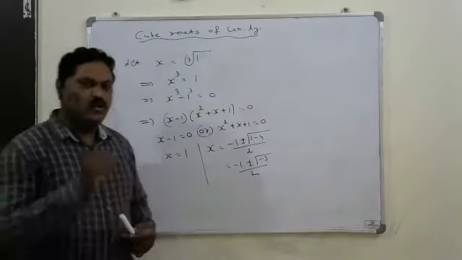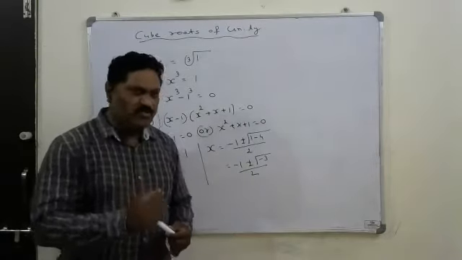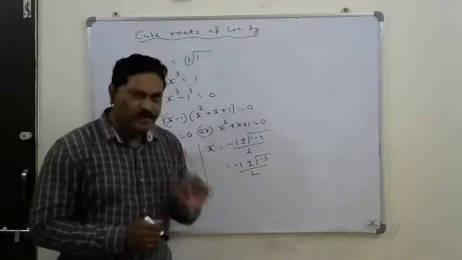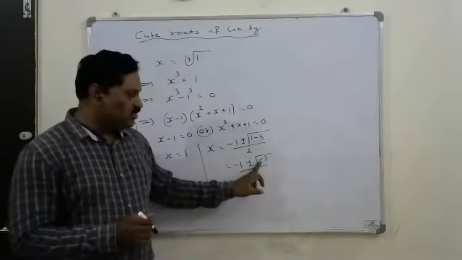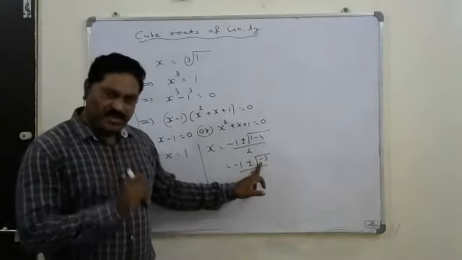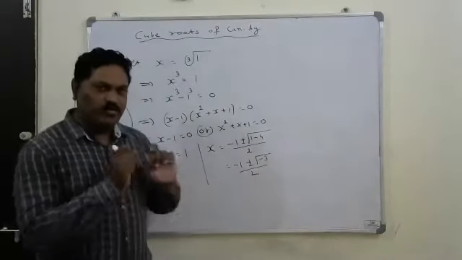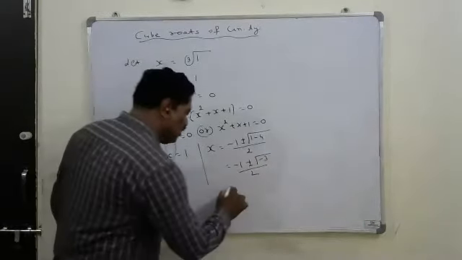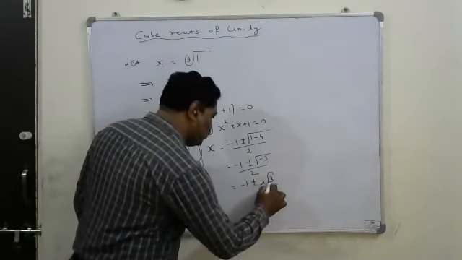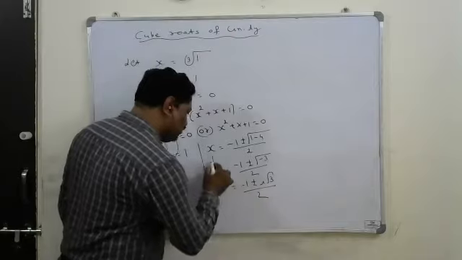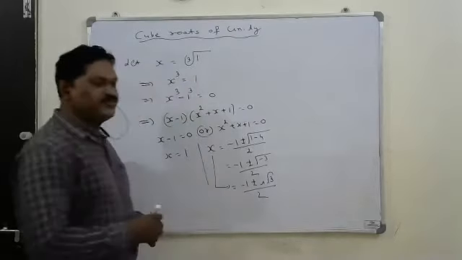Right. So already I told you that within the square root, if you have the negative sign, that number we will call it an imaginary number. Root minus 1 is i. Root minus 1 into root 3, we can write it as i root 3. That's why it is minus 1 plus or minus i root 3 by 2. So these will be the other two roots.